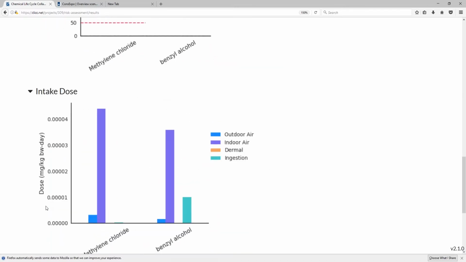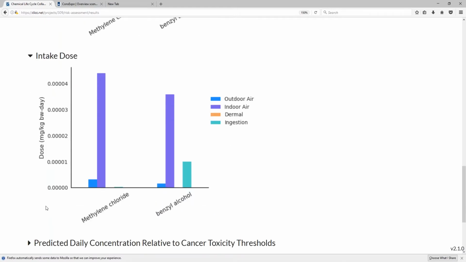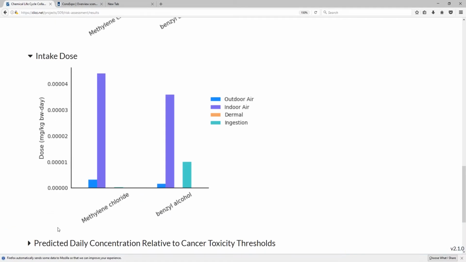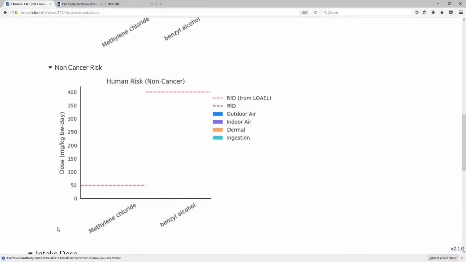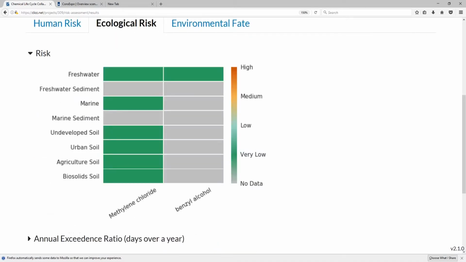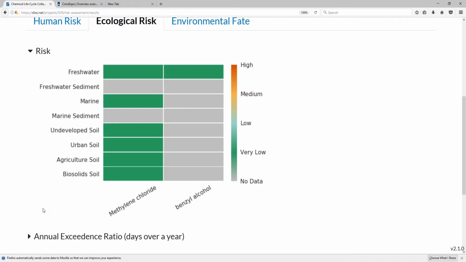So it shows us the cancer risk, the dose for different compounds. You can compare them and see the main differences between those and where the concentrations may be. Then let's go to the ecological risk. It compares the two of them, and both turn out to be low risk in terms of ecological risk. We don't have a lot of information for benzyl alcohol, so that's why it shows no data there.